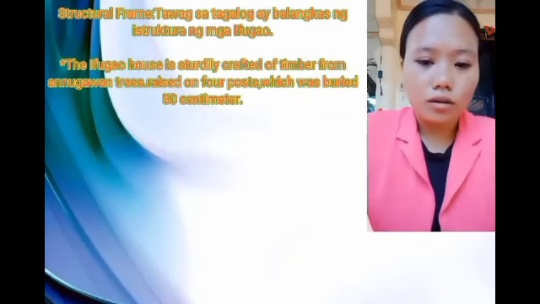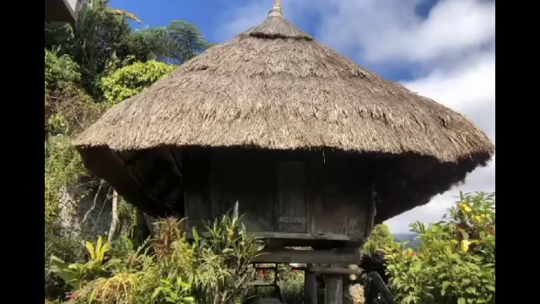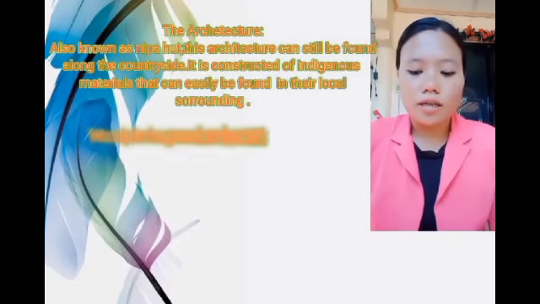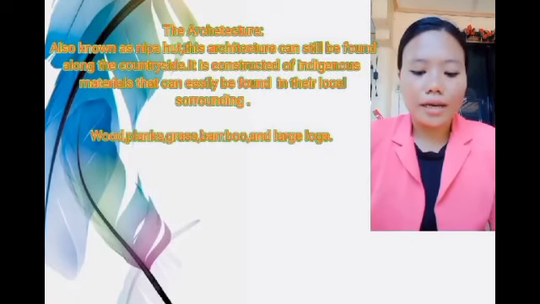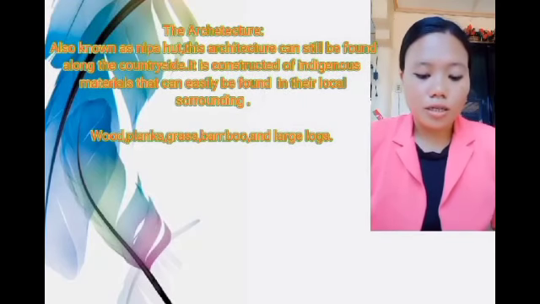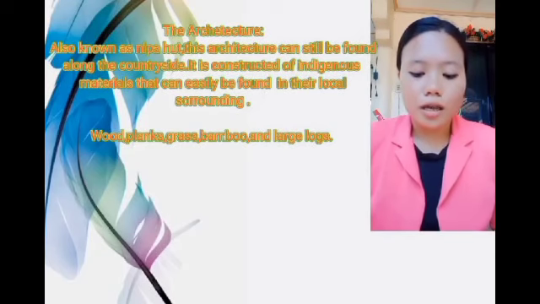Example of the structural architecture. Also known as the Nipa hut, this architecture can still be found along the countryside. It is constructed of indigenous materials that can easily be found in their local surroundings: woods, planks, grass, bamboo, and large logs. Example of the architecture is the Bahay Kubo or Nipa hut, a type of stilt house indigenous to the culture of the Philippines.